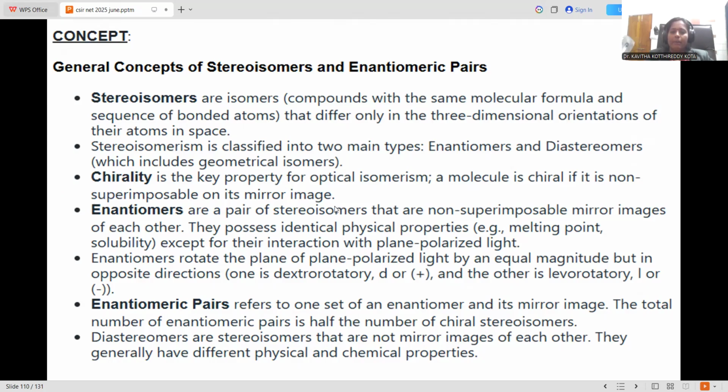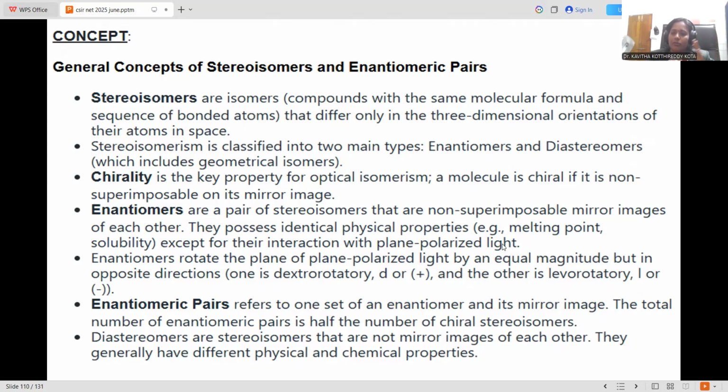Enantiomers. A pair of stereoisomers that are non-superimposable mirror images of each other are called enantiomers. Whenever you take two isomers which are mirror images, and one is placed upon another, there is no superimposability. Those have an enantiomeric relationship. They possess identical physical properties like melting and boiling points, but plane polarized light rotation will be different.